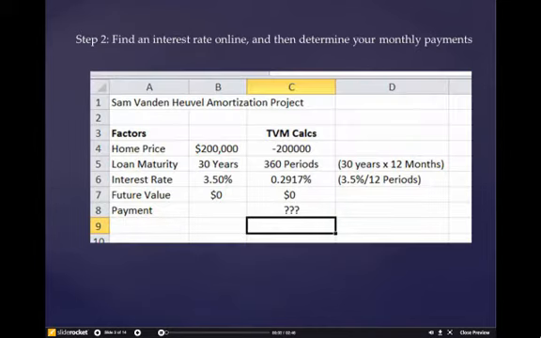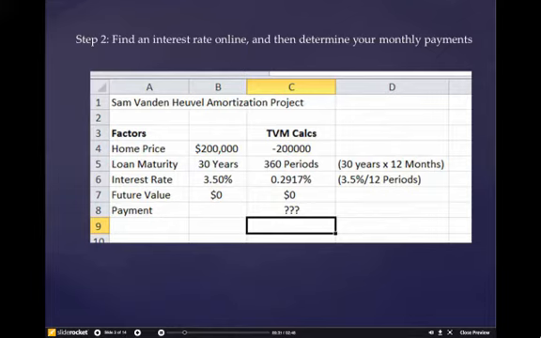So first, we're going to take a look at the factors that we're going to need in order to make this amortization table work. You can see we'll start from the left-hand column A and move our way to the right. So column A, we're just looking at the factors. What are the main factors that we need to know? We need to know the home price. That is going to be your determination of what price home you want.